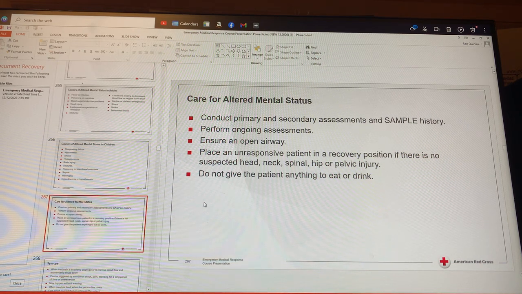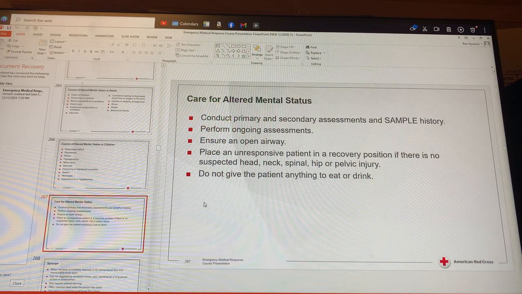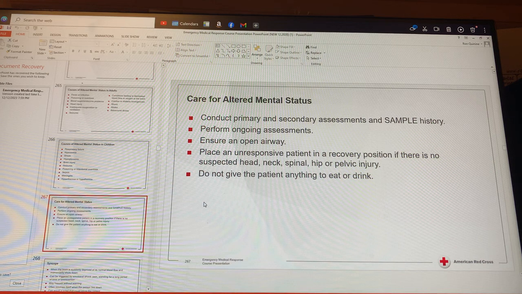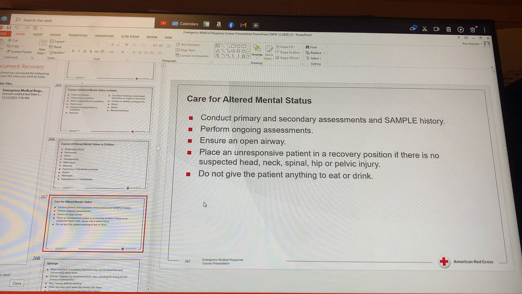Now, here is providing care for altered mental status, right? Conduct primary and secondary assessments and SAMPLE history. Perform ongoing assessments. Ensure an open airway. Place an unresponsive patient in a recovery position if there is no suspected head, neck, spinal, hip, or pelvic injury. Do not give the patient anything to eat or drink.